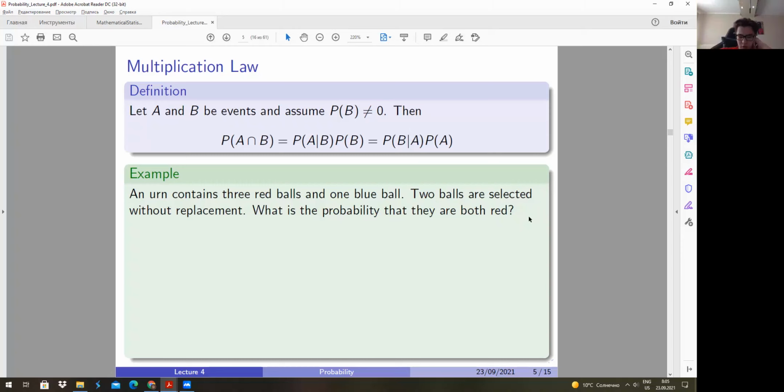Is it 1/6? We will see. At least we have one answer, 1/6.